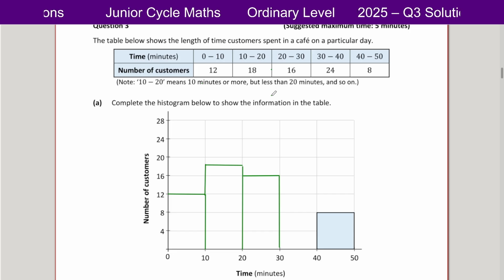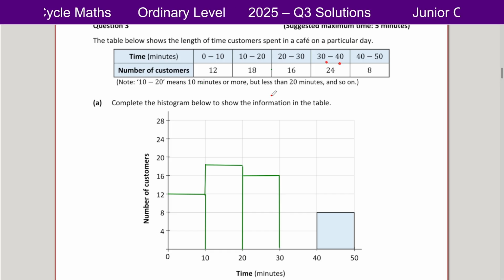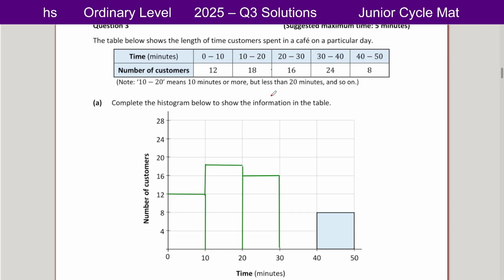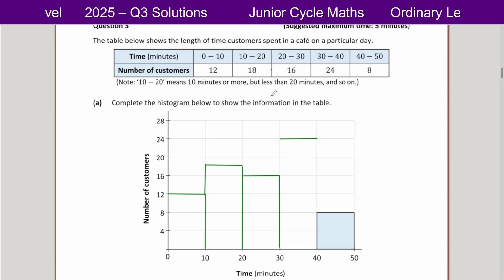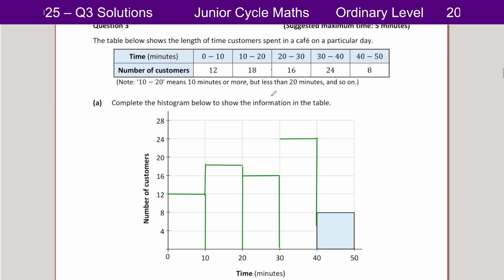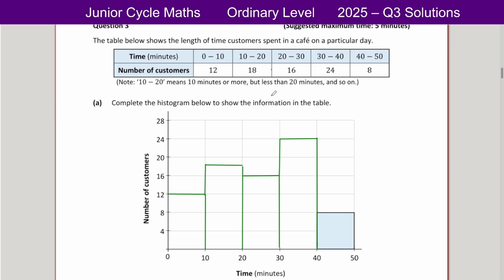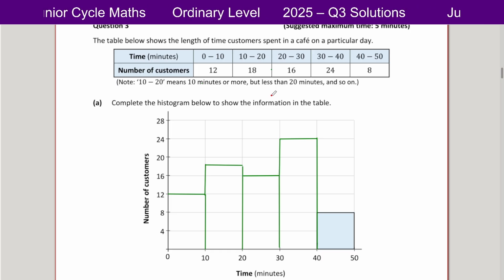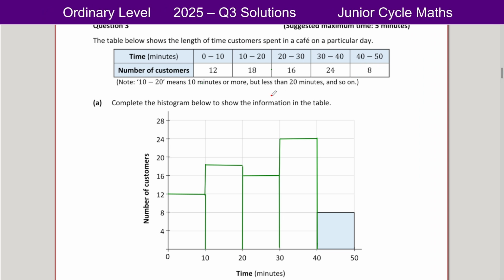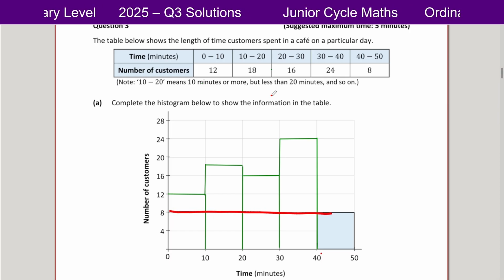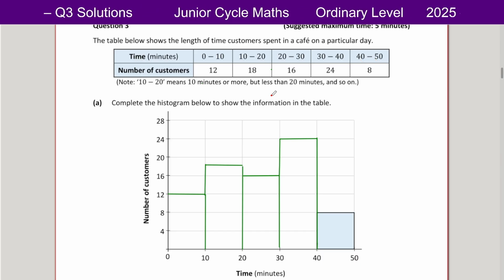For the fourth one, we have 24 in the 30 to 40 interval. So here is 24. We plot the line for 24, and we complete the bar for this interval. The last one is already given in the question. We have 8 from the time interval 40 to 50. So that's the answer for the first part.